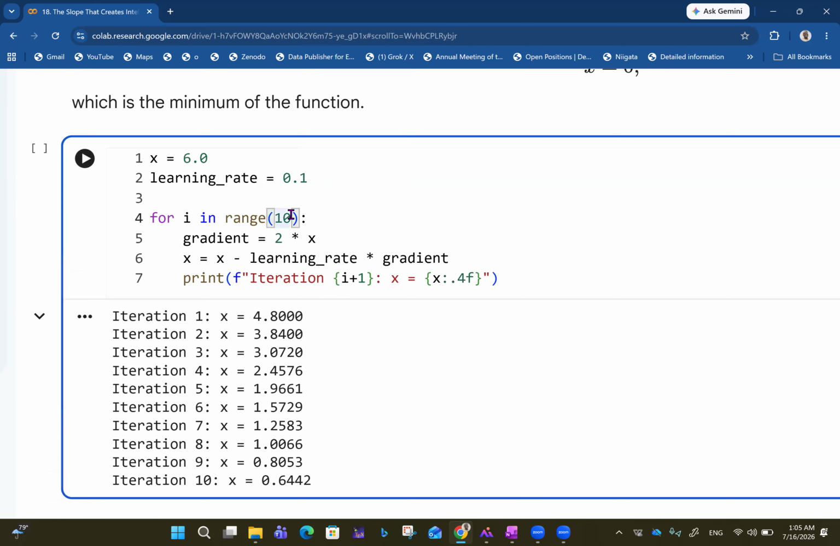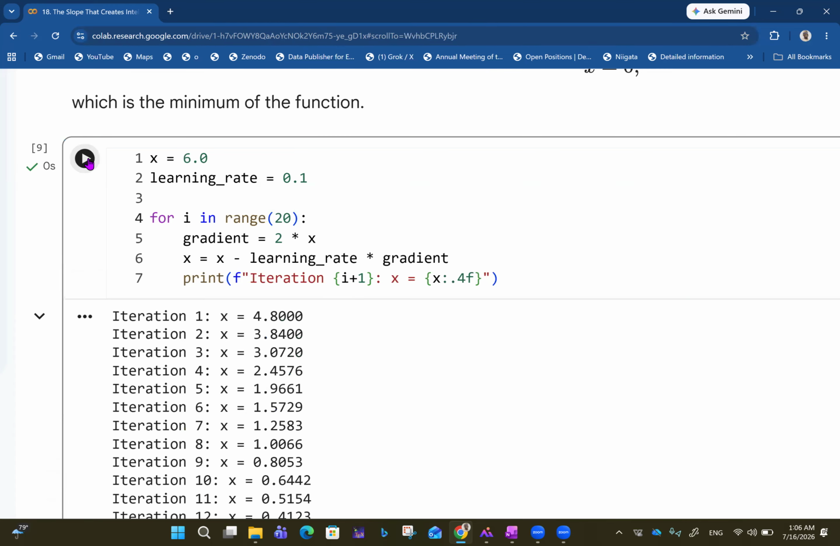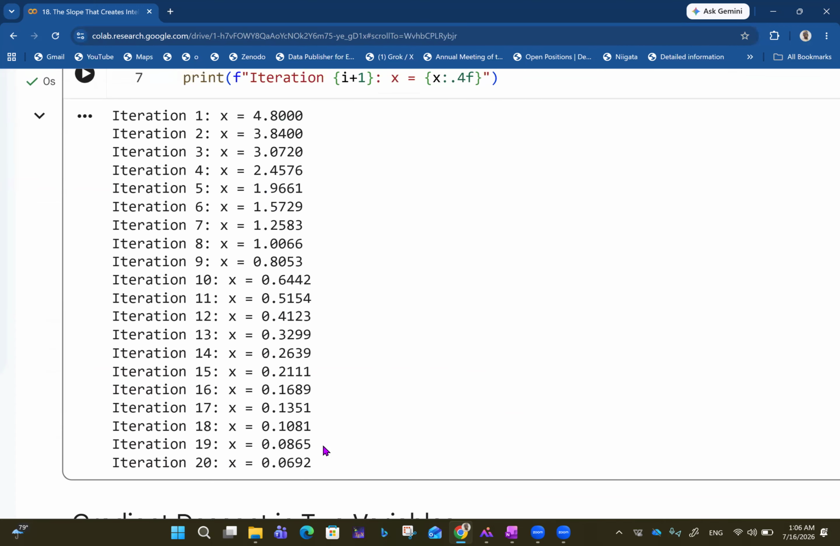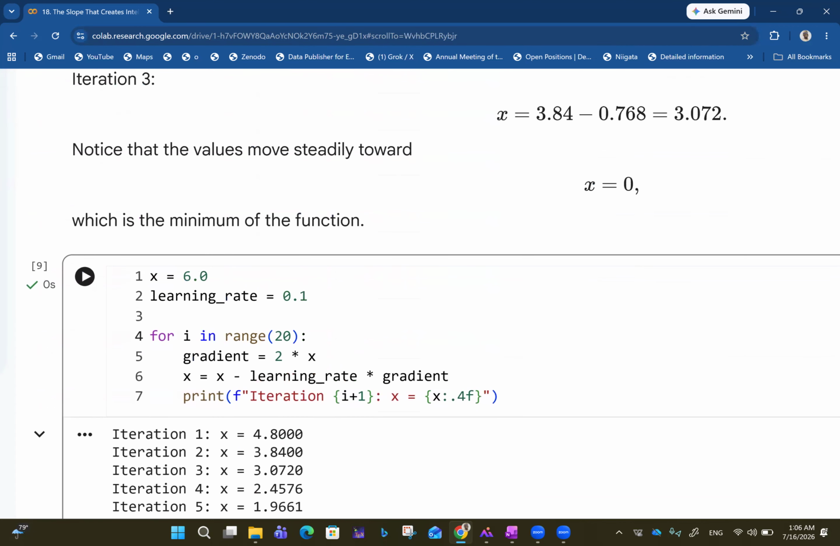Imagine if I do 20. 0.6 is already close enough to zero. So in 20 steps, we're still somewhere here. It's now 0.0692. So let me do 50, for instance.